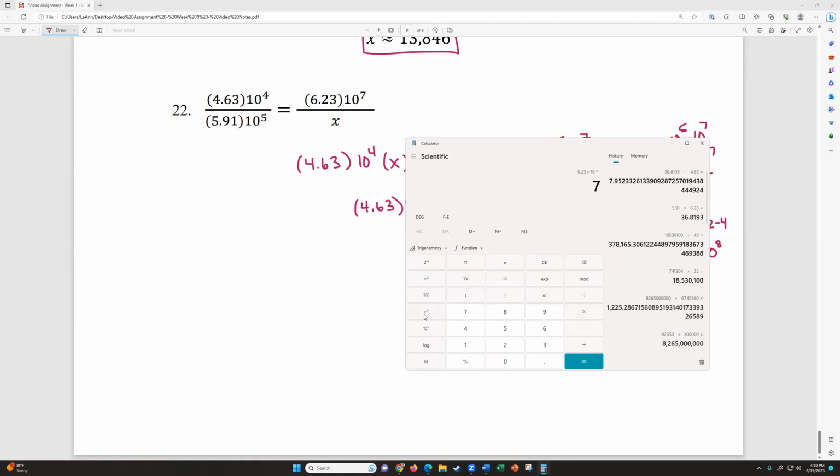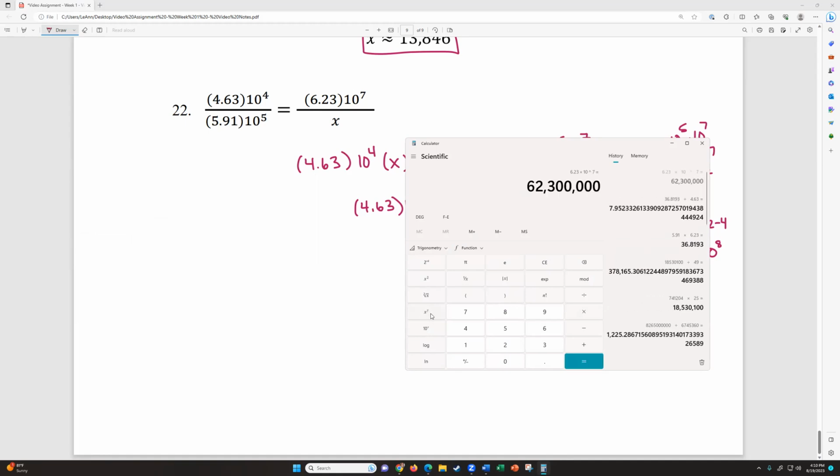That's this x to the y. Some people have a little caret for that. And then we would times that by, I sometimes put the next part in parentheses, 5.91 times 10 to the 5th, close that parentheses, hit enter. So now it's done both of those.